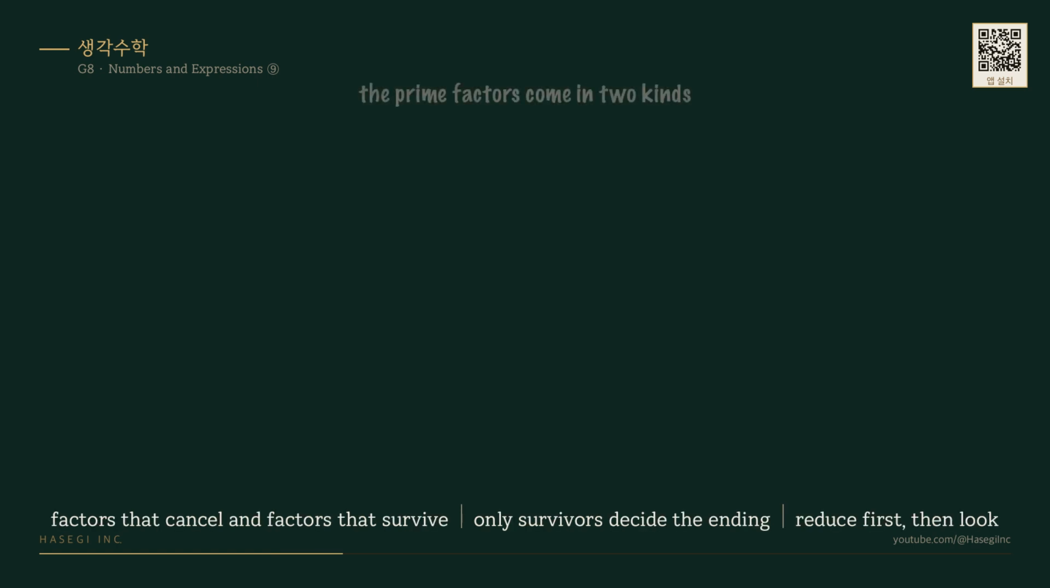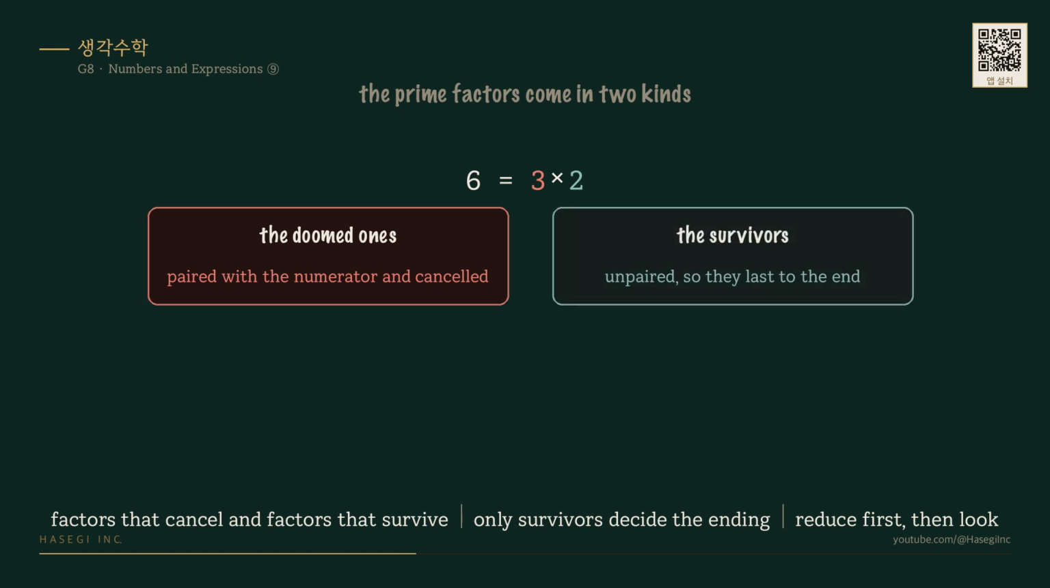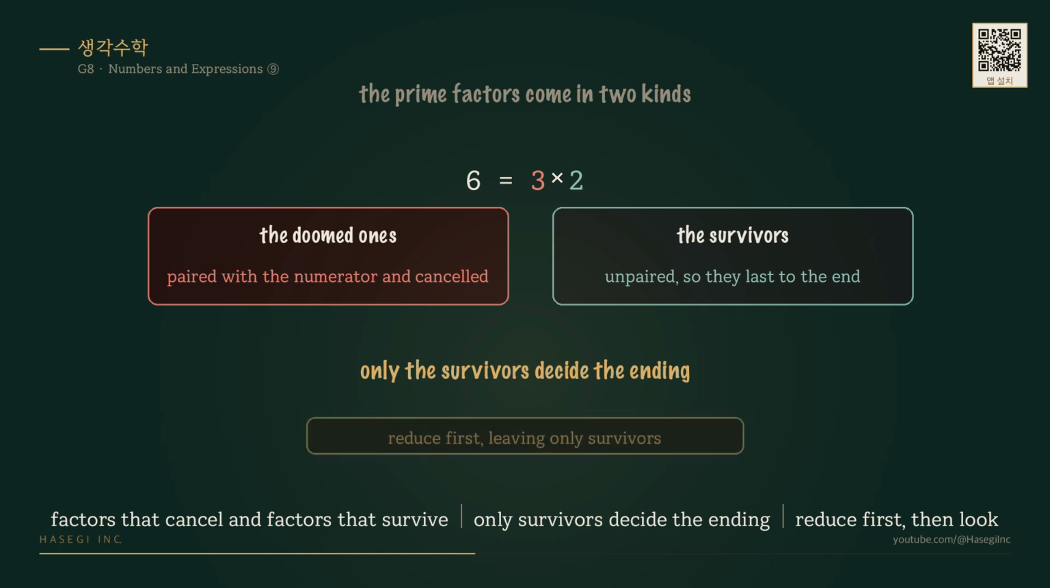A denominator's prime factors come in 2 kinds. Those that pair off with the numerator and cancel away, and those with no partner that survive to the end. Only the survivors decide how the decimal ends because a canceled factor leaves no trace in the value. So, reduce first and look only at what is left.